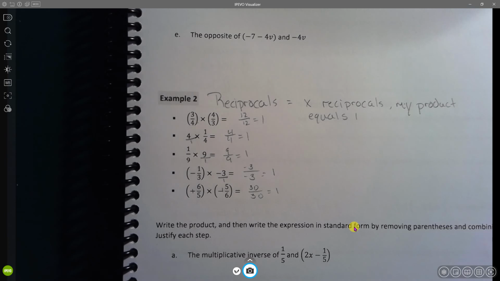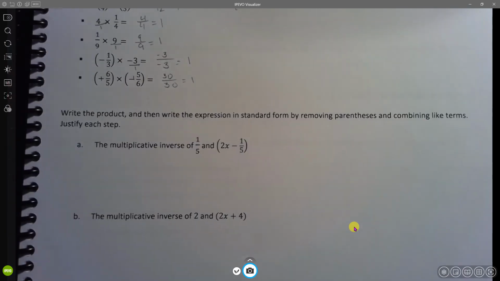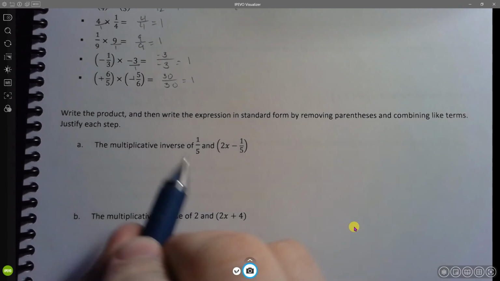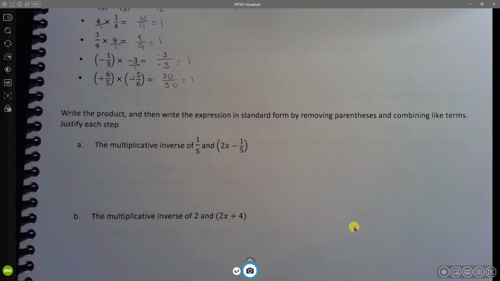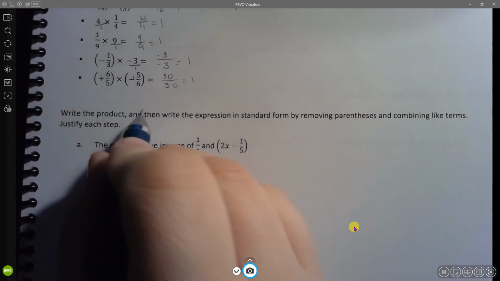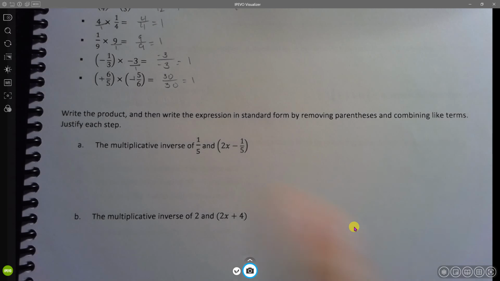Okay? And we got a couple of problems here. Let's take a look at 2 steps here. We have to write the product and then write the expression in standard form by removing parentheses and combining like terms. Justify each step. All right, so I've got the multiplicative inverse of 1/5 and 2x minus 1/5. Okay, so the multiplicative inverse of 1/5, or the reciprocal.